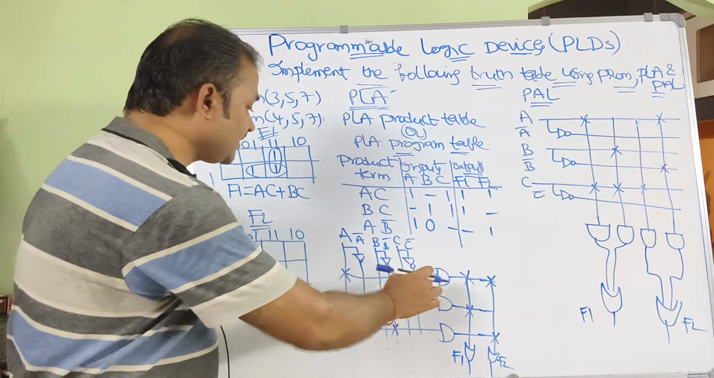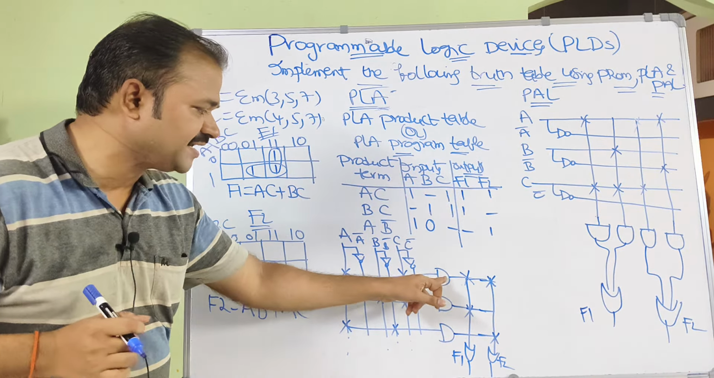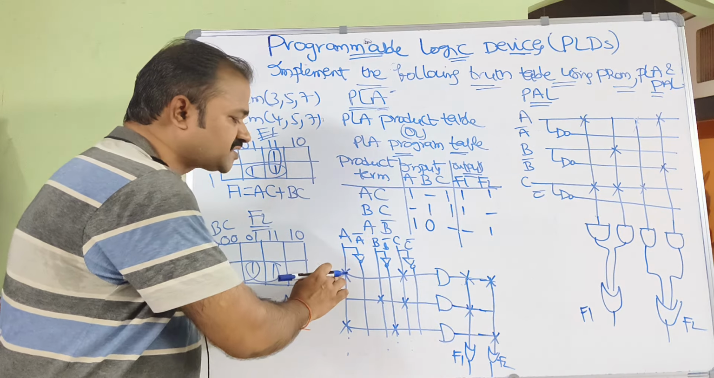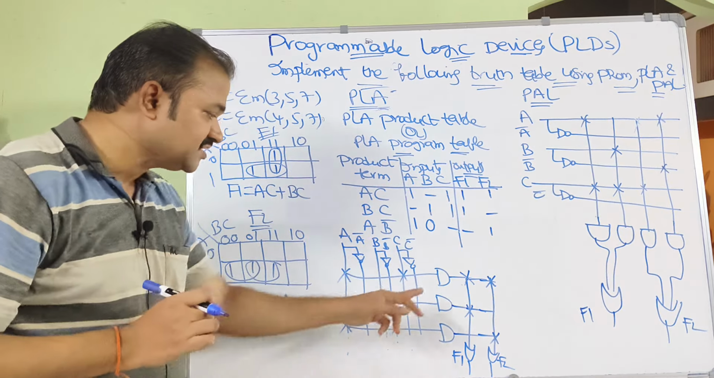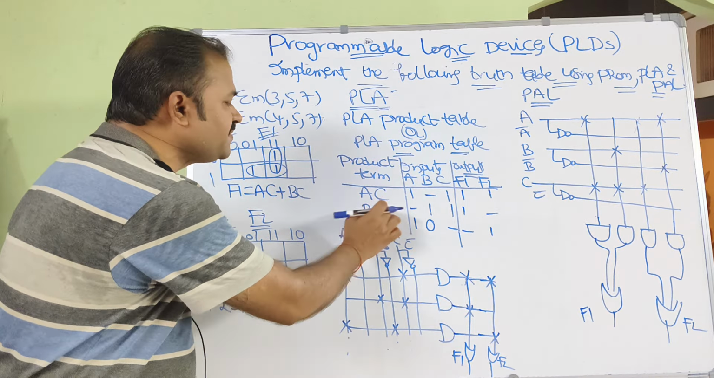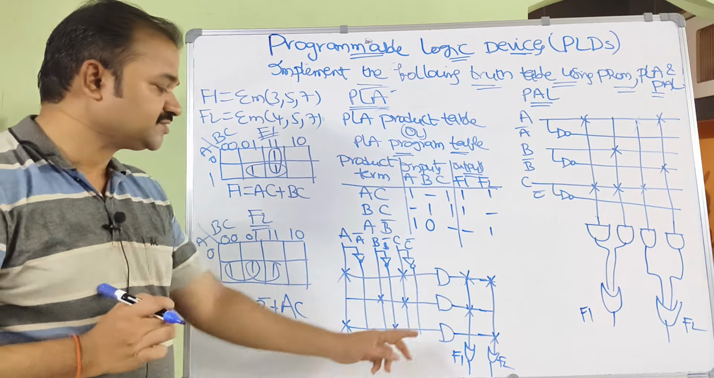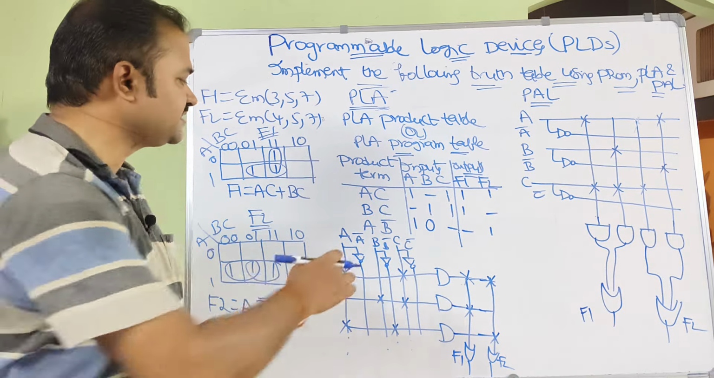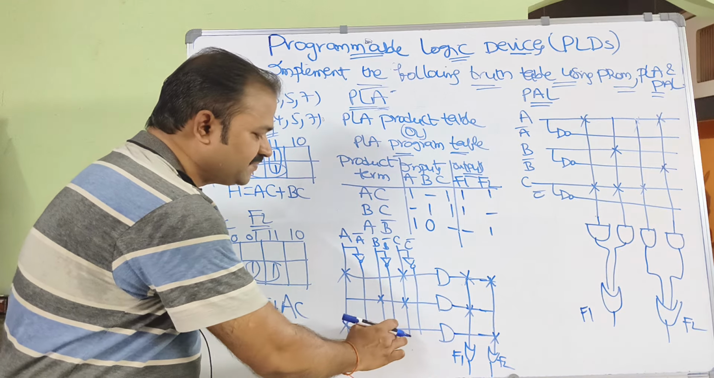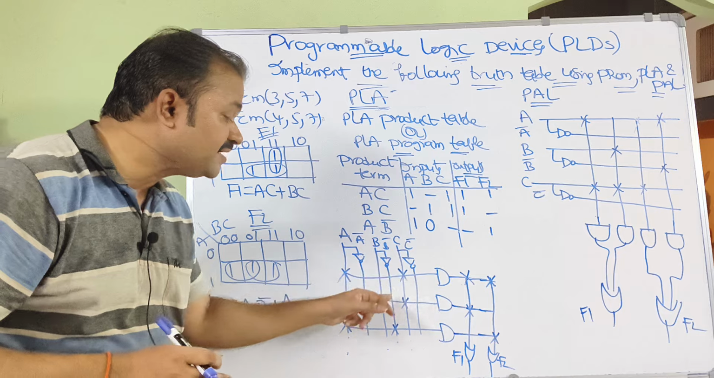So here we totally have 3 minterms. This is the first minterm, a product operation. What is the first one? AC. So we have to put a cross mark at A as well as C. So this AND gate represents AC. Next, the second AND gate means BC. So we put a cross mark at B as well as C. This AND gate produces BC. The third one is AB bar. So this line represents A, this one B bar. So this AND gate produces AB bar. So here we are programming the AND gate.